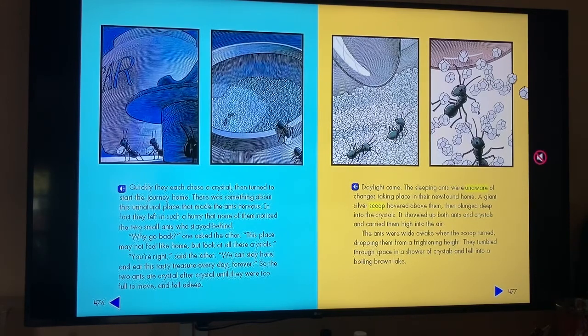Daylight came. The sleeping ants were unaware of changes taking place in their newfound home. A giant silver scoop hovered above them, then plunged deep into the crystals. It shoveled up both ants and crystals and carried them high into the air. The ants were wide awake when the scoop turned, dropping them from a frightening height. They tumbled through space in a shower of crystals and fell into a boiling brown lake.